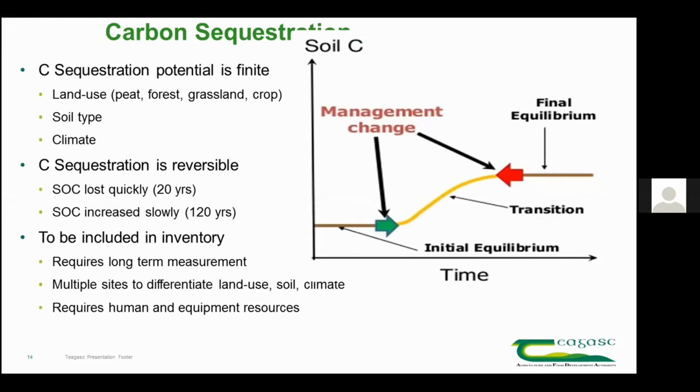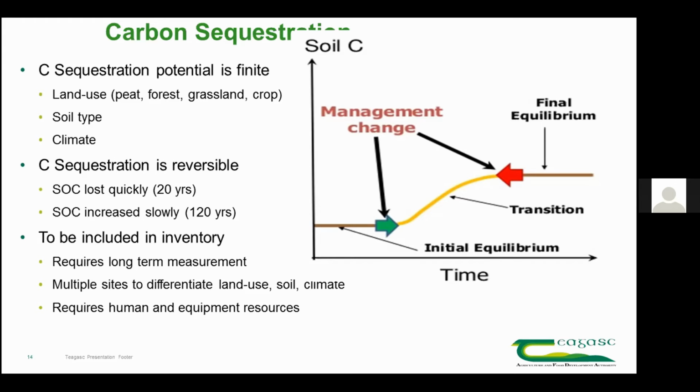And another thing just to mention is that carbon sequestration is finite, okay? So you go from one land use, say a cropland to a grassland, and eventually your carbon levels will top out, okay? It is also reversible. And the rule of thumb is that you lose carbon 6 times quicker than you gain it back, okay? And then we come to the issue about how it's counted. So people go on or talk a lot about us being able to count our grassland sequestration, okay?